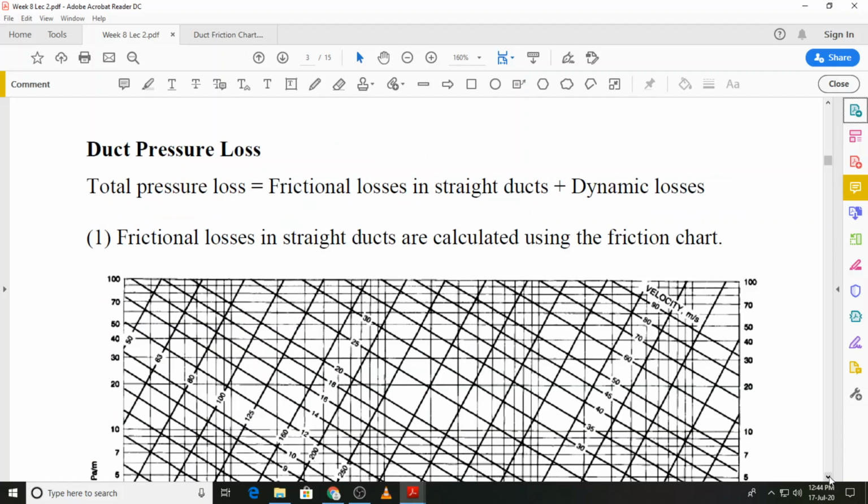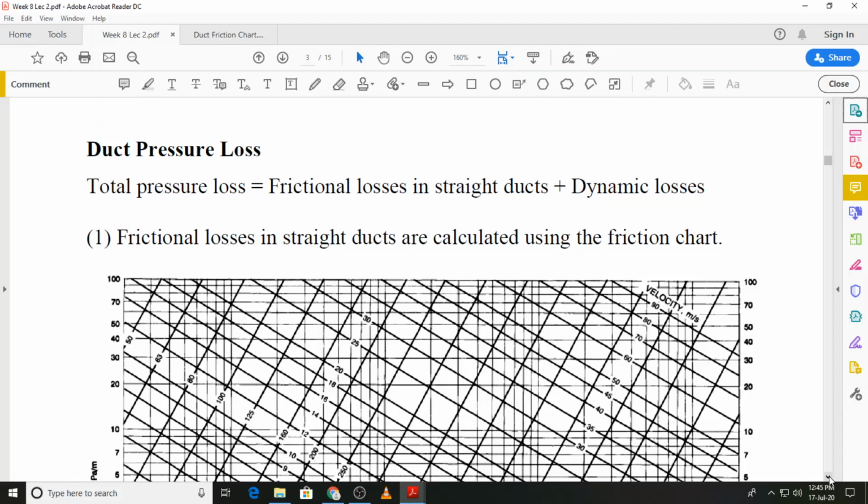A critical part of a duct design exercise is to evaluate the total pressure loss through a ducting system, and the total pressure loss has two components: the frictional losses in the straight parts of the ducts and the dynamic losses, which are the losses that occur when the air passes through various fittings, that means elbows or T's or such other fittings in the ducting system.